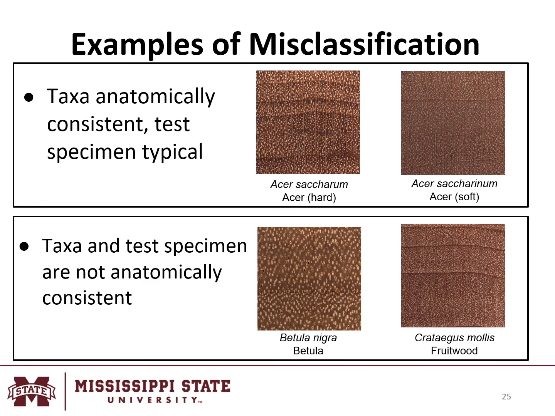Here we have some examples of misclassification. On the top, we have anatomically consistent taxa, and then the test specimen being typical. The image shown on the left is the Acer saccharum, which is in the Acer hard class, and it was misclassified as Acer saccharinum, which is in the Acer soft class.